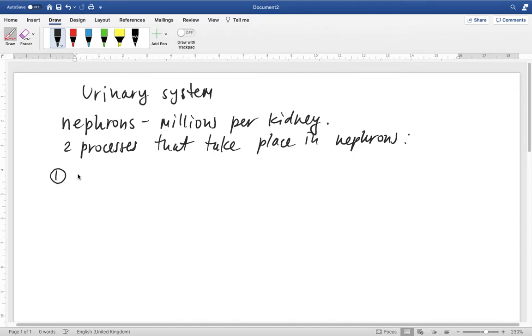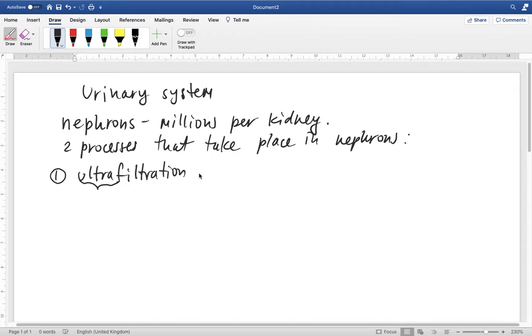So the first process is called ultrafiltration. So the bit ultra simply refers to the fact that it's a filtration at a very, very, very tiny scale. So ultra is just very small scale filtration. So why are you filtering in the kidneys? Well, what you're doing is you are taking blood and you are filtering any small molecules out of your bloodstream, and those small molecules are going to end up inside a nephron.